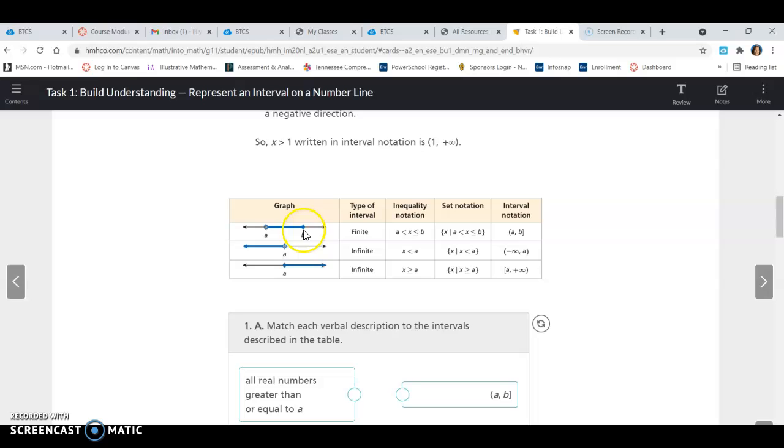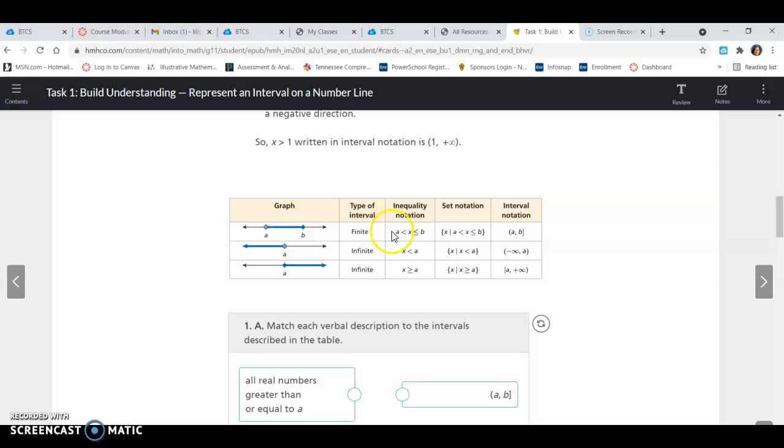This is a closed circle, which means it's less than or equal to. Same thing, open circle, less than, closed circle, greater than or equal to. All right, so these are examples of what this is. This is an example. This is what it's going to look like in set notation. This is what it's going to look like in interval notation.